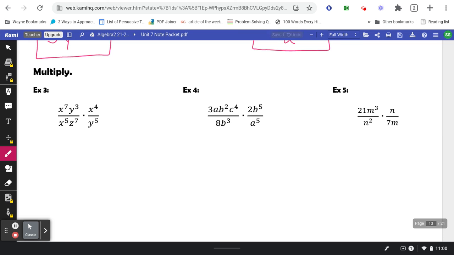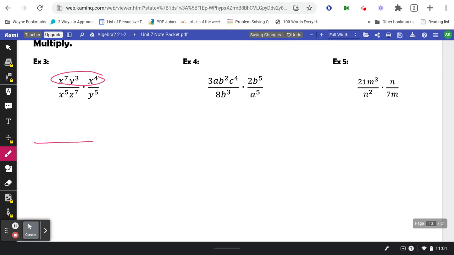All right. Then we go into multiplying. For multiplying, you're going to want to gather all of your like terms together in the numerator, and same for the denominator. So we're going to go all the way across the top and figure out what we have. Let's see. I have x to the 7th and another x to the 4th. That would make x to the 11th. So we add the exponents. Then y to the 3rd. There's no other y's, so bring that over.